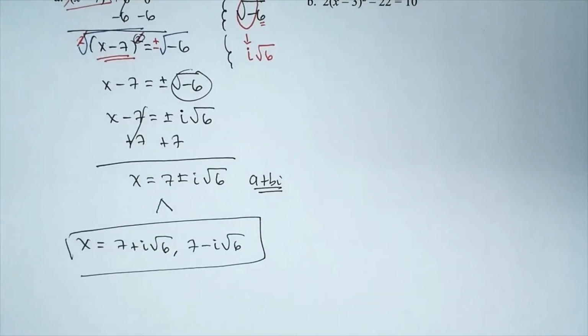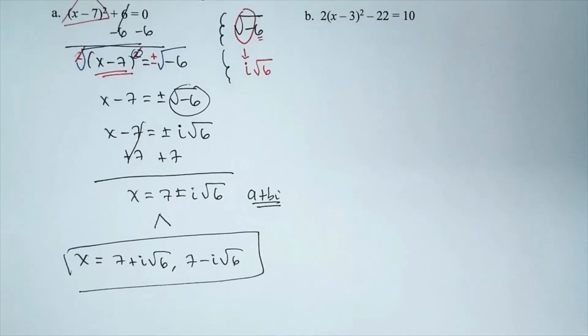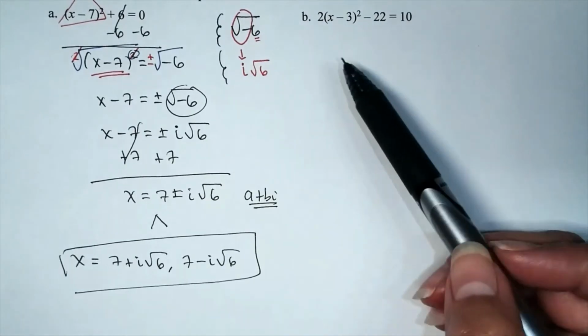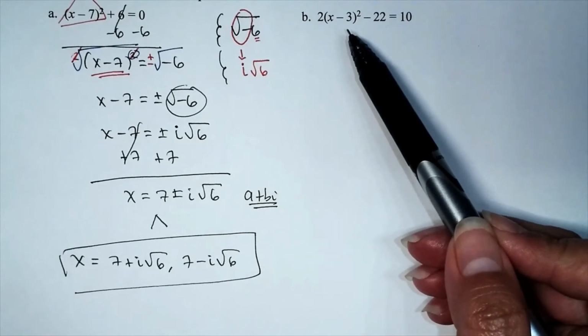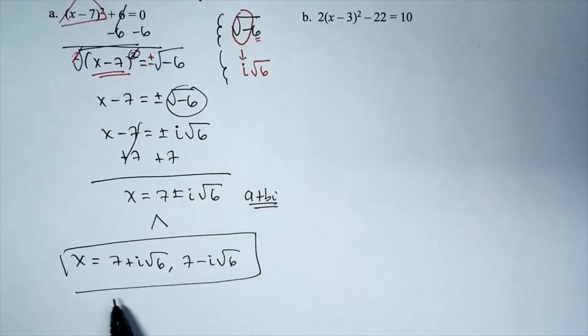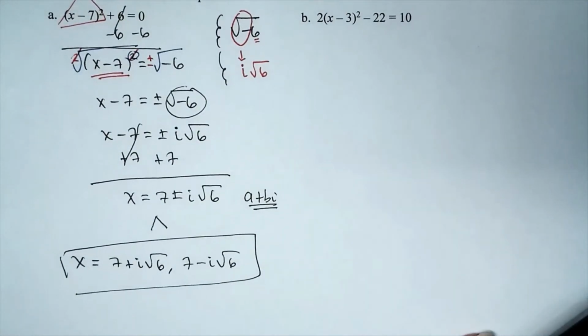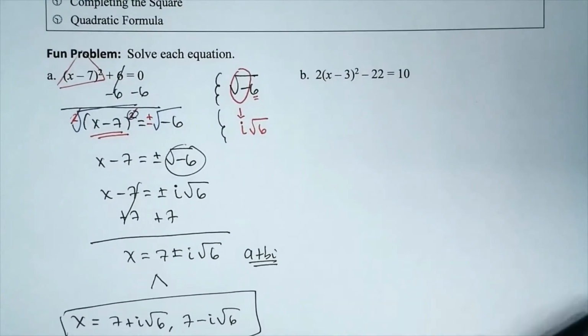Cool. So let's go ahead and knock out the second problem, and that'll be the end of this video. Cool. So problem B, we have 2 times the square of x minus 3 less 22 equals 10. So again, if you want to try to solve by factoring, go for it. But look what happened. We had a non-real solution, so we couldn't solve by factoring. So again, I'm always going to ask myself, when it comes to solving quadratic equations, can I take a shortcut?